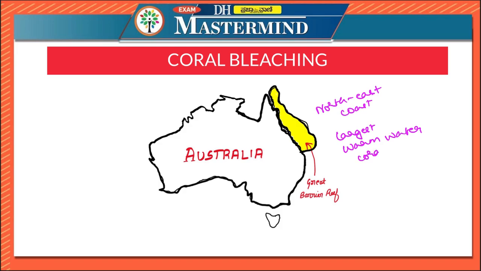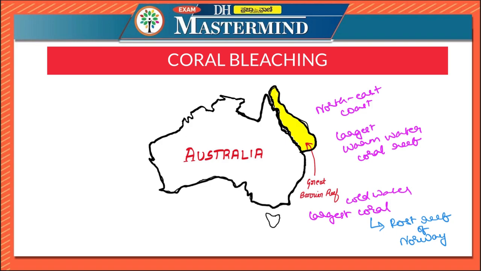Since you know that this is the largest warm water coral reef, you might ask which is the largest cold water coral reef. Coral reefs are also found in cool waters. The largest cold water coral reef is the Røst Reef of Norway. So now you know the largest warm water coral reef is the Great Barrier Reef of Australia, which is present on the northeast coast of Australia, and the largest cold water coral reef is the Røst Reef of Norway.